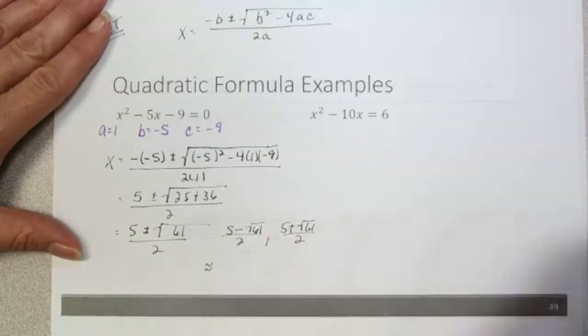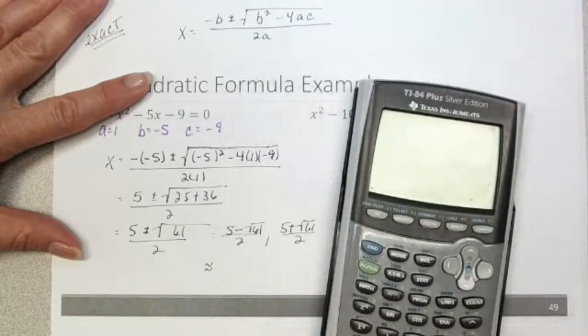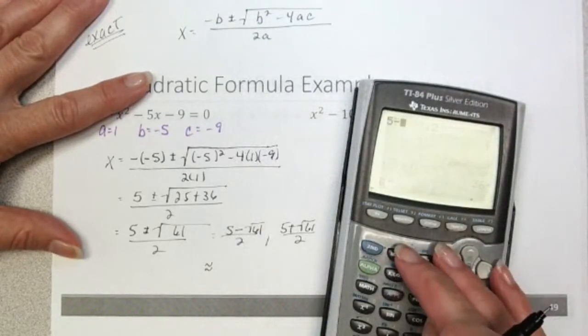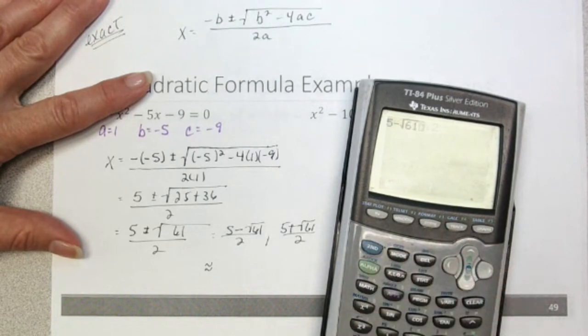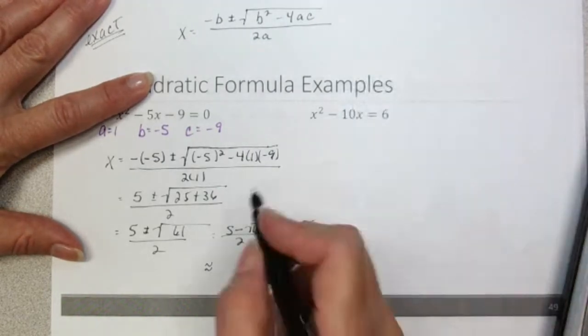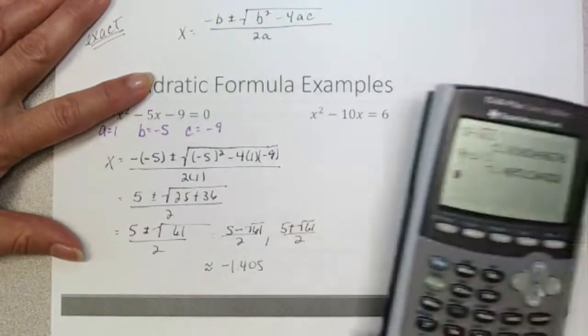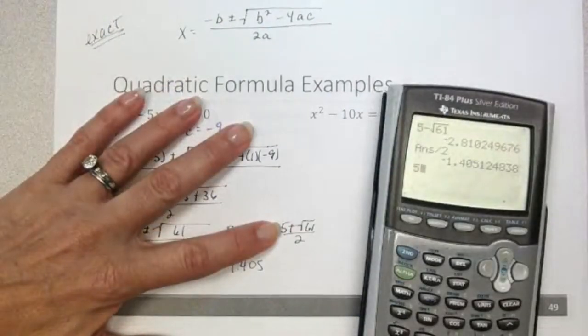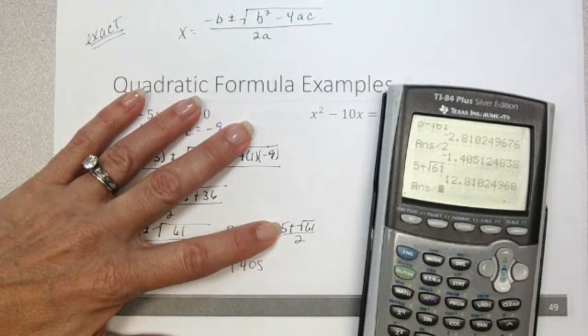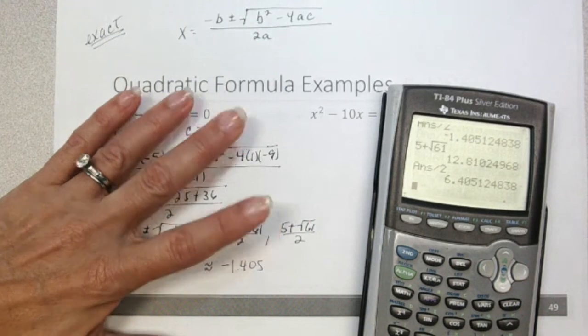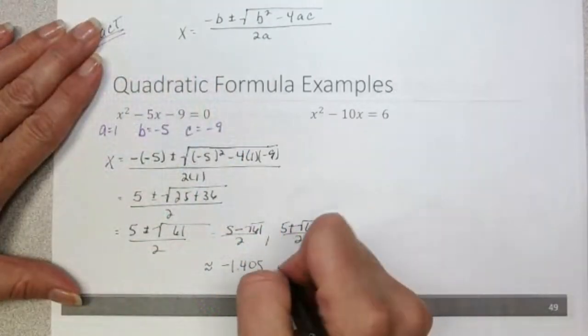As a decimal approximation, we'll see what that is. 5 minus the square root of 61 divided by 2 is approximately -1.405. And then 5 plus the square root of 61 divided by 2 is 6.405.